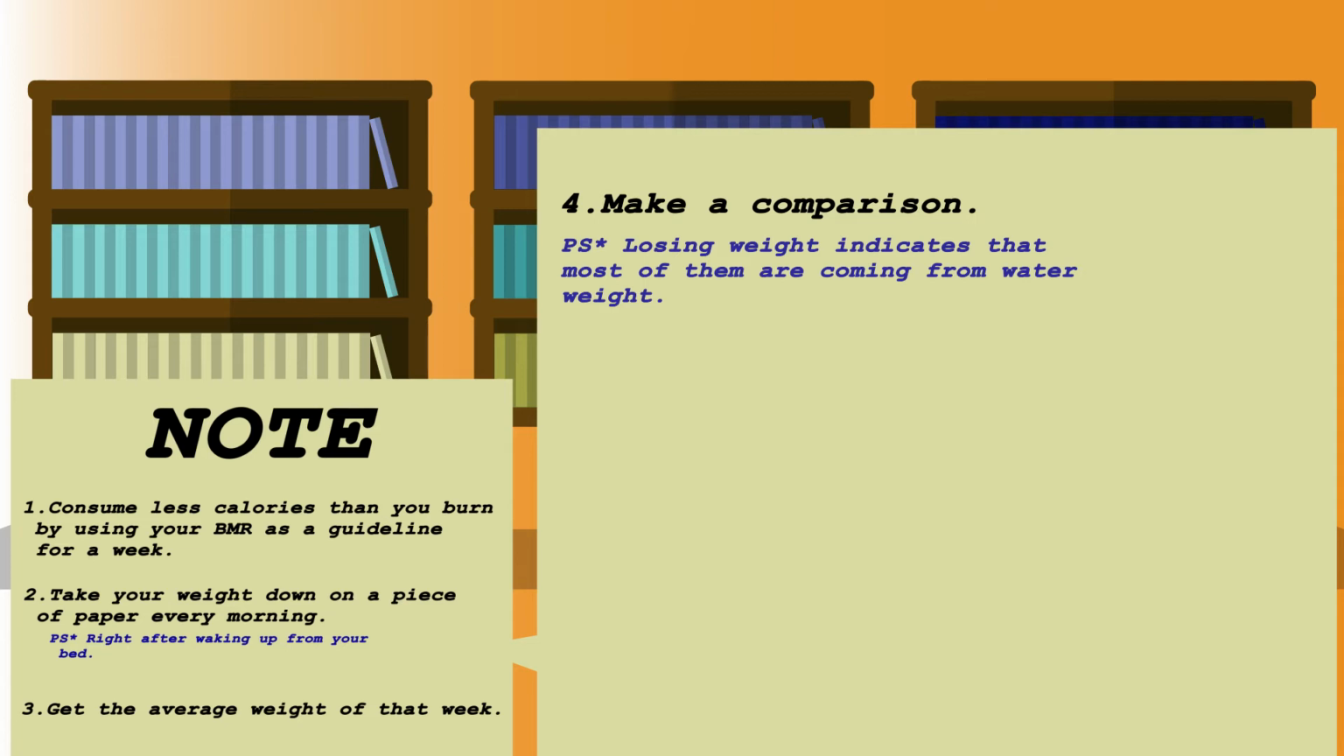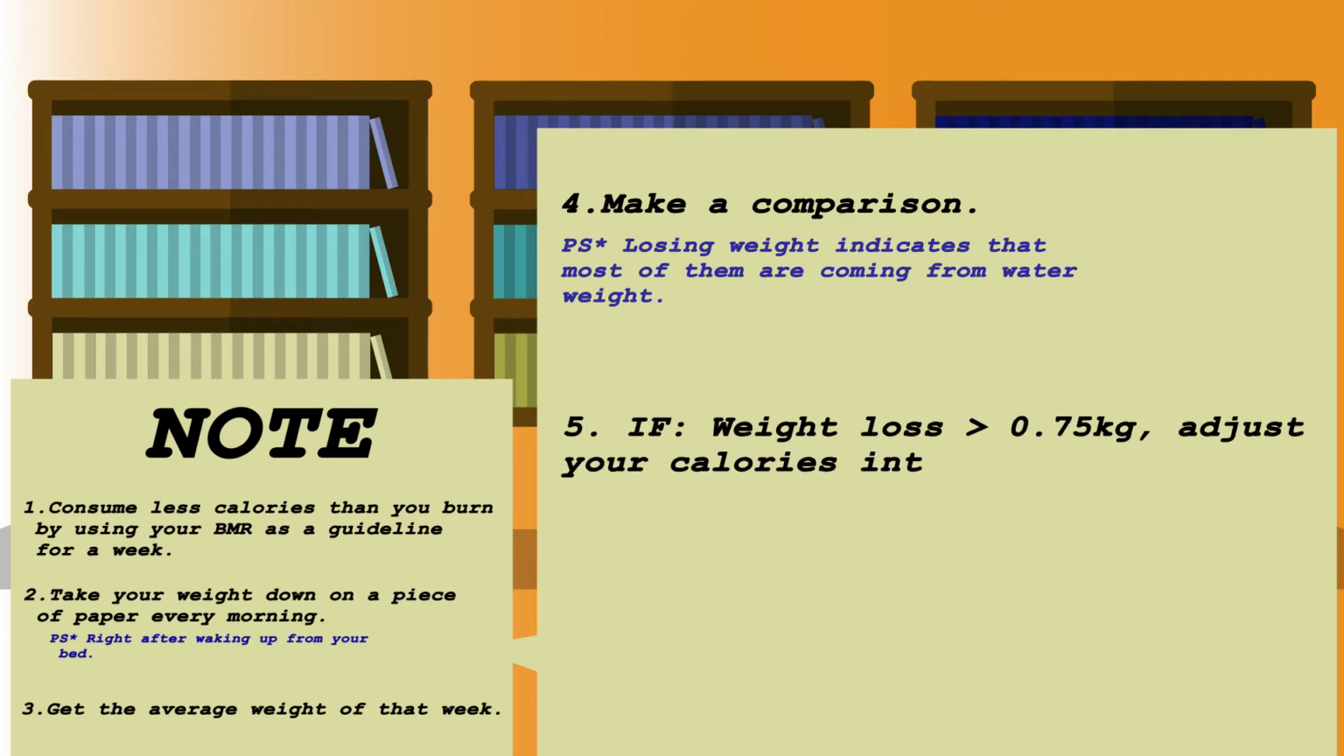Now, if you are having a weight loss of more than 0.75 kg in a week, then you should be adjusting your calorie intake by 25%. In this case, you would be increasing it, as otherwise it starts to increase the rate at which your muscles are broken down, until you start seeing a weight loss of 0.75 kg or less in a week.